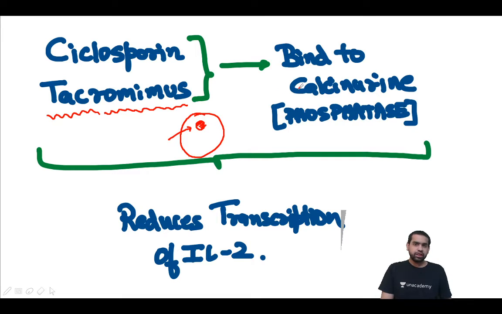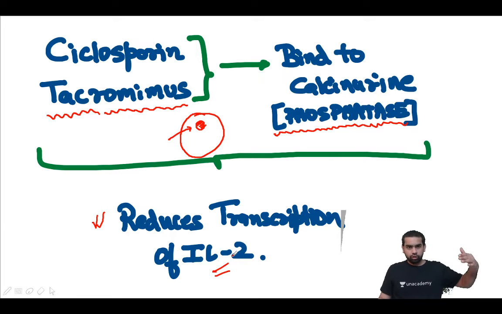And what is this calcineurin actually? Calcineurin is basically a phosphatase. This particular combination of the drug and calcineurin together reduces the transcription of interleukin 2. Are you understanding my point? So definitely your answer was absolutely correct, that calcineurin inhibitors like tacrolimus basically reduce the formation of interleukin 2.